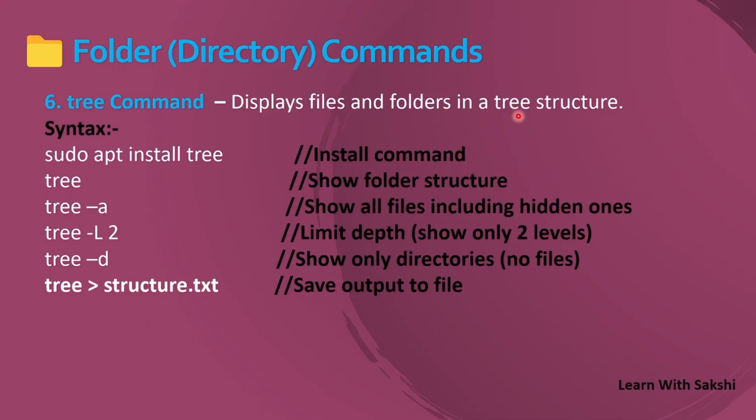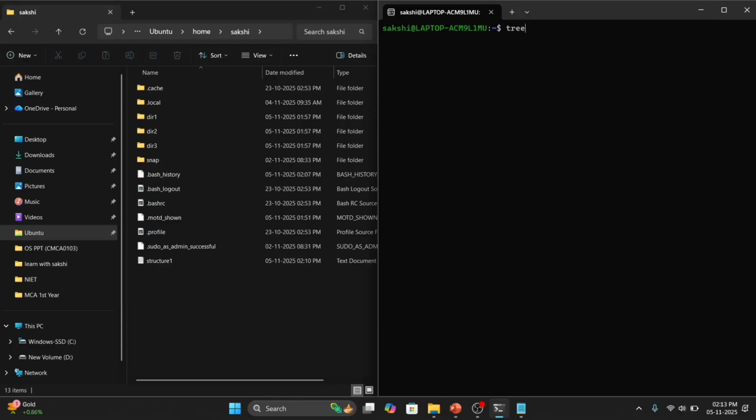And finally, the tree command, one of my favorites. It displays files and folders in a beautiful tree-like structure. It makes it easy to visualize the directory hierarchy. To install it, we use sudo space apt space install space tree. Here are all the syntaxes that are used to show the folders in different structures. Let us use them one by one.